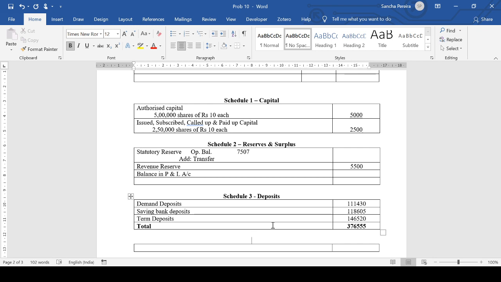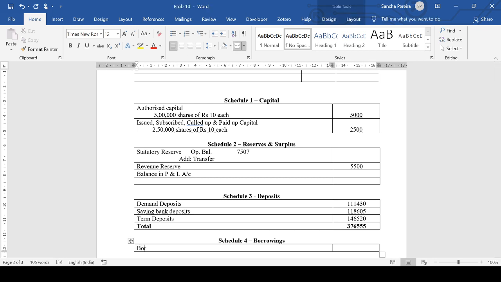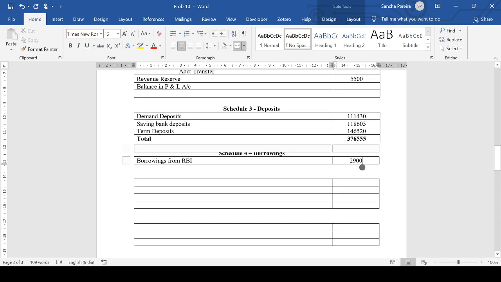Next we have borrowings. I think we just have one item there. Yeah, borrowings from RBI, which is 2,900.